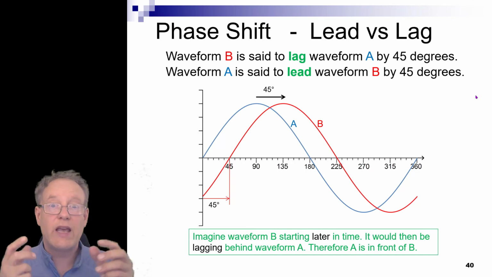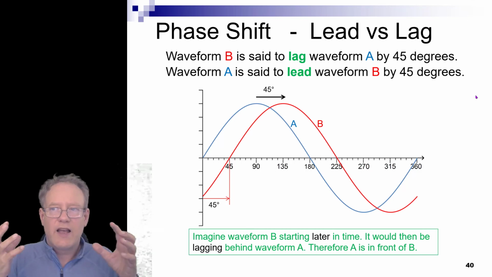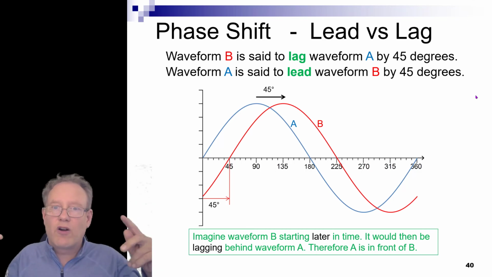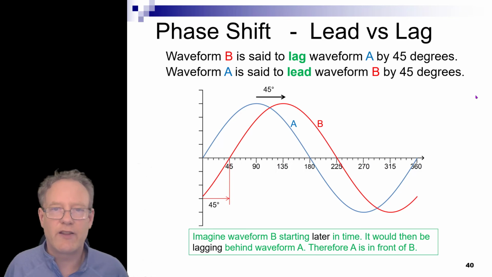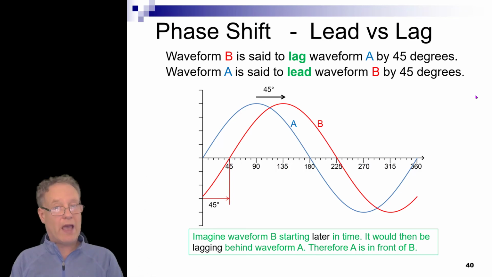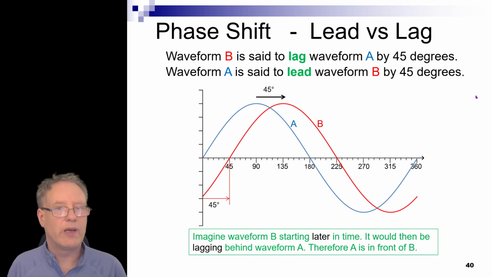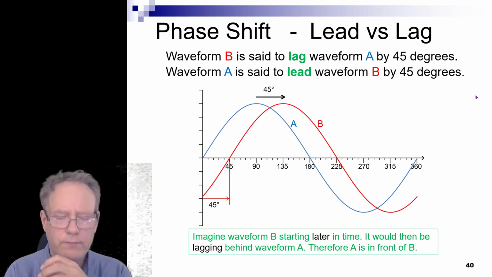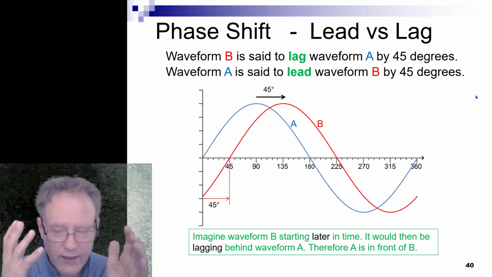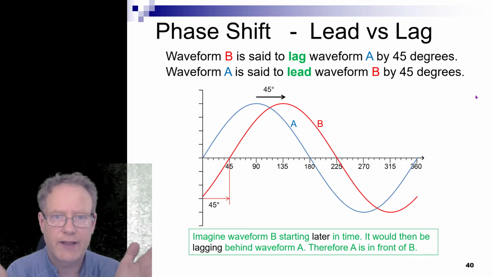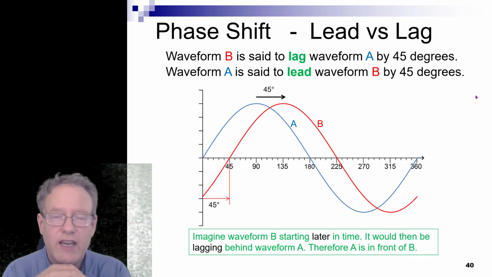So it's important that we have two waveforms. It's either the before and after, or actually two waveforms that we're analyzing together. We can say that waveform A lags waveform B, or that waveform A leads waveform B. It all depends on where they are in time. So this is where we go back to our time scale. I know it's in degrees, but think of it in time.